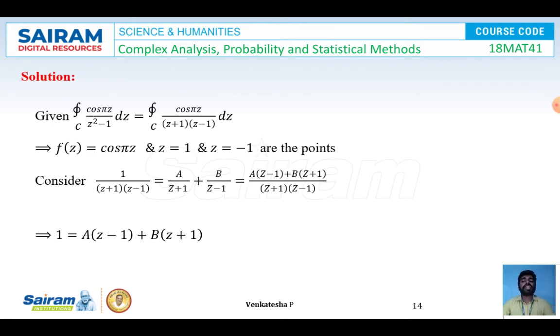So the given integral is the integral over the region C of cos pi z by z square minus 1 dz. On expanding this z square minus 1 by using the a minus b whole square, a square minus b square formula, the equation will be the integral over the region C of cos pi z by z plus 1 into z minus 1 dz.